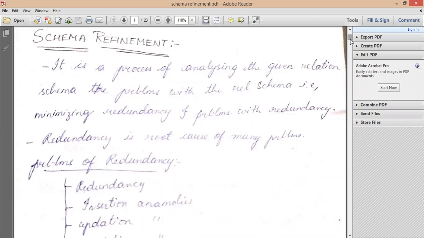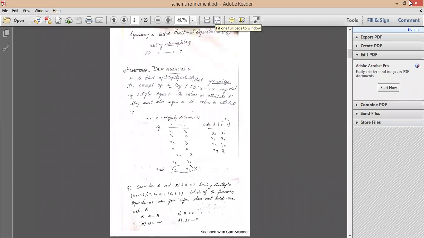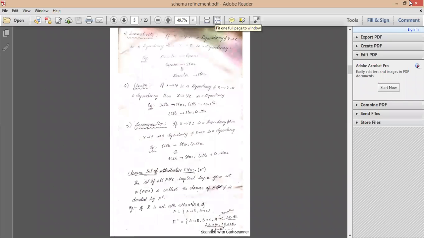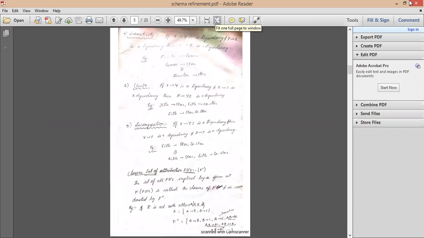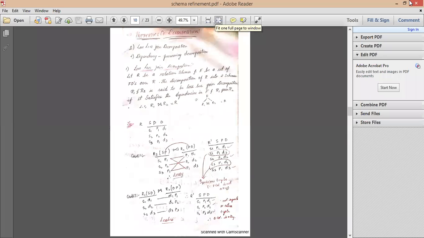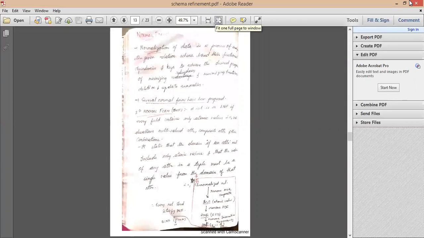They are maximum asking the definition of schema refinement, or they are asking what is functional dependencies, or the closure set of functional dependencies. After that, they are asking properties of decomposition, or what is lossless join decomposition, what is dependency preserving decomposition, then normalization, normal forms, or normalization, whatever you take it as.